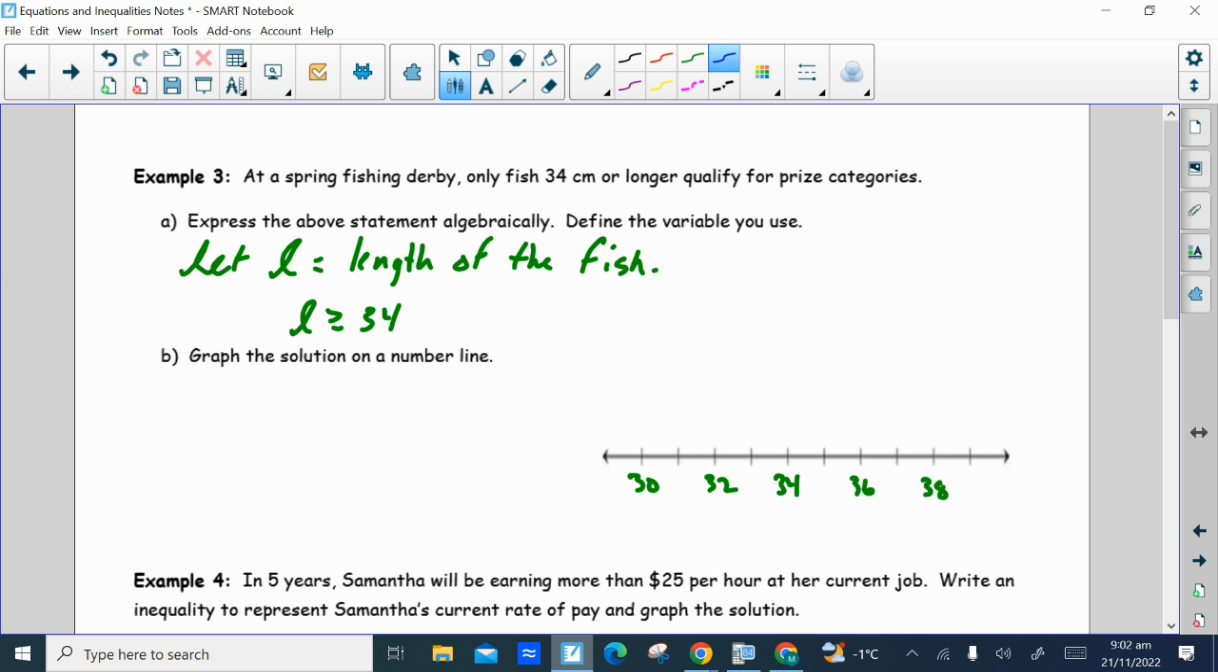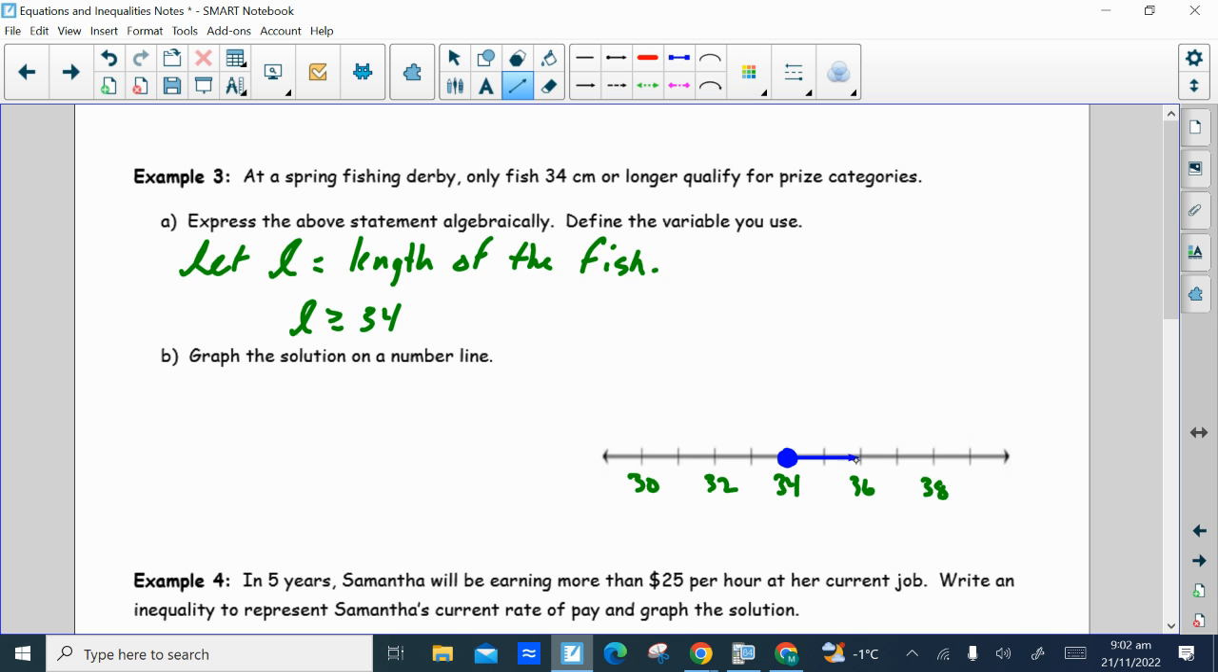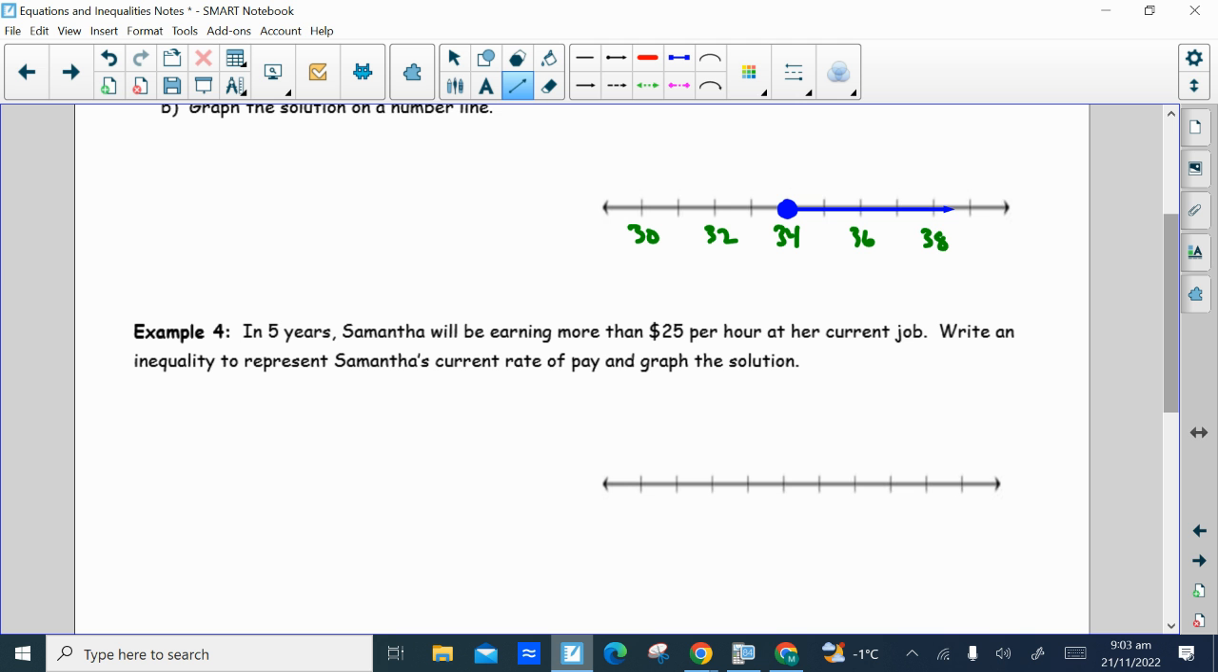And in this case, L must be greater than or equal to 34. So we put a closed dot on 34. And we're going to have a line going off to the right because it's possible for a fish to be 34.5 centimeters or 34.9 centimeters. All fractions, all decimals, greater than or equal to 34 are possible. So there's that inequality.